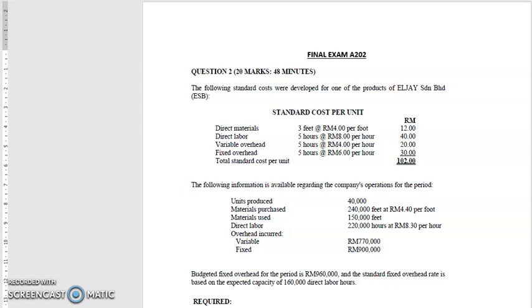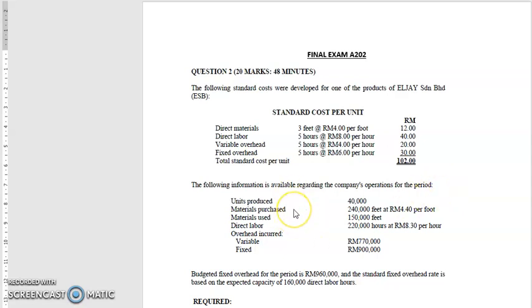Okay, let's attempt final exam A202. First, read the question. The following standard costs were developed for one of the products of LG's neighborhood. This is the standard cost per unit for direct material, direct labor, variable overhead, fixed overhead, and standard cost per unit. The following information is available regarding the company's operation for the period.